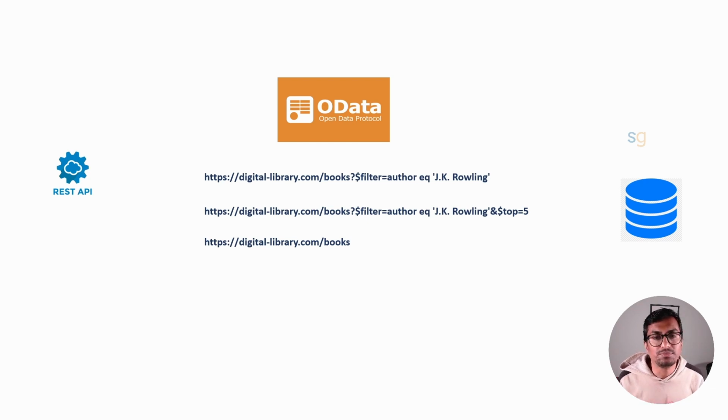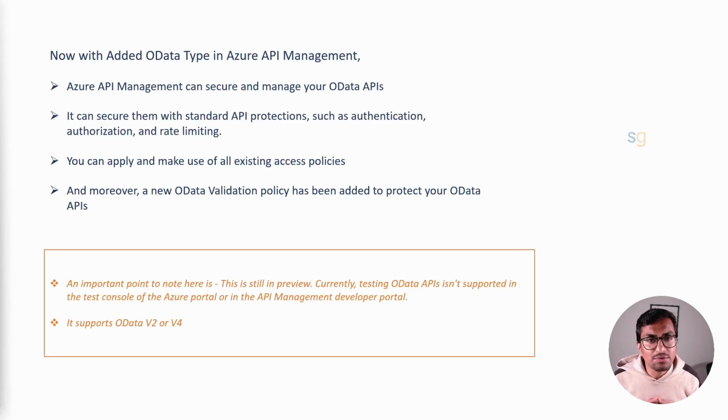Now, with the added OData type in Azure API Management, Azure API Management can secure and manage your OData APIs. It can secure them with standard API protections such as authentication, authorization, and rate limits. You can apply and make use of all existing access policies. And moreover, a new OData validation policy has been added to protect your OData APIs.